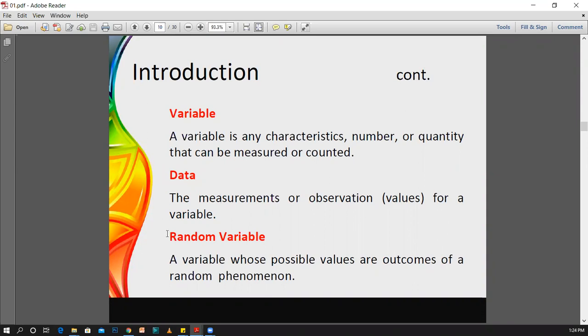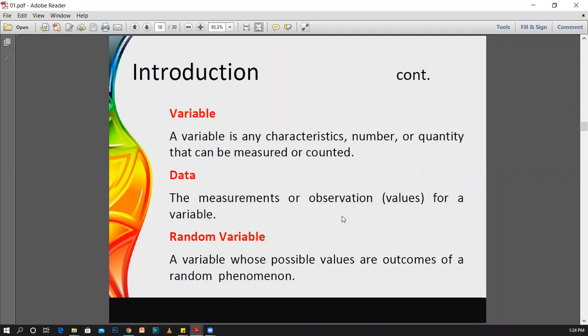Then the next term is the random variable. A variable whose possible values are outcomes of a random phenomenon is called a random variable. It is like this. Now think about tossing a coin. Based on the tosses, you are assigning the values for your variable. Therefore, the outcomes come under a random phenomenon.